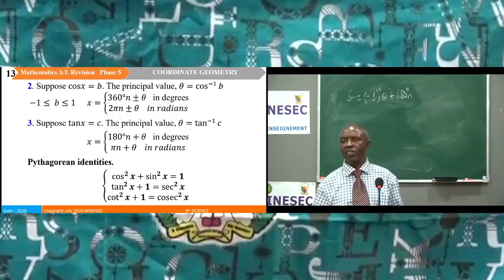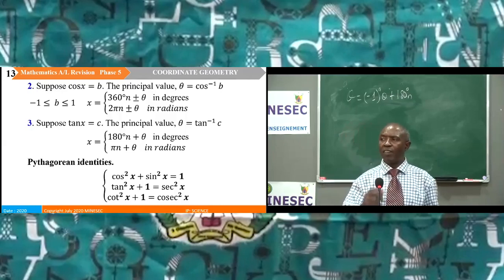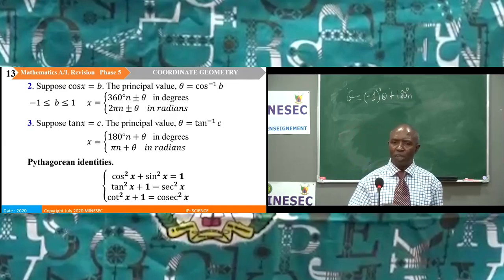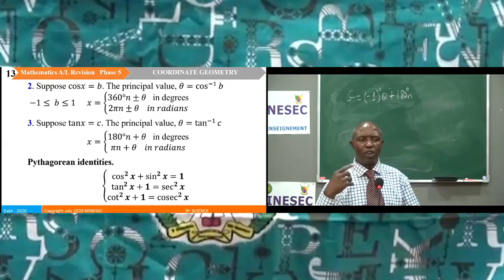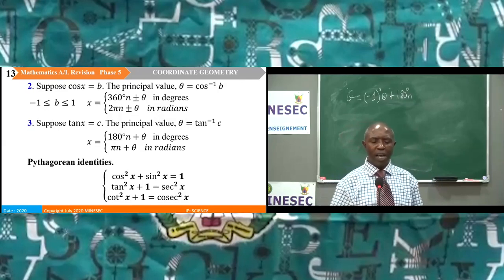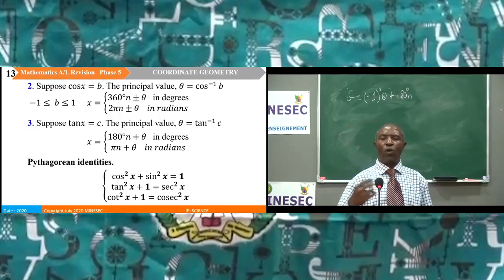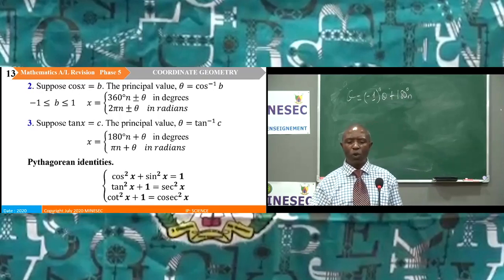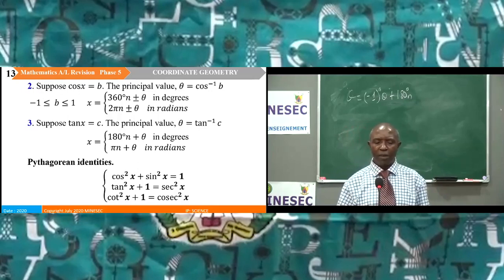Pythagorean identities. These identities are very important because we use them most often in solving problems in trigonometry. The first one there is cos squared theta plus sine squared theta is equal to 1, and from the first identity, the other identities can be proven.